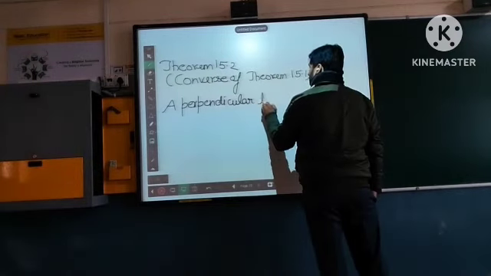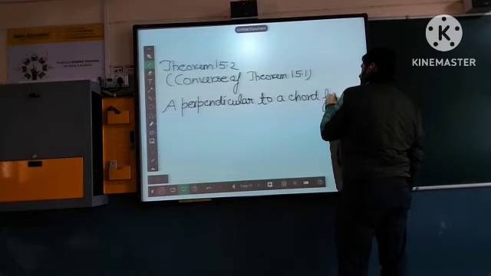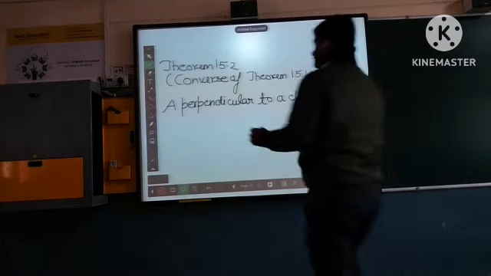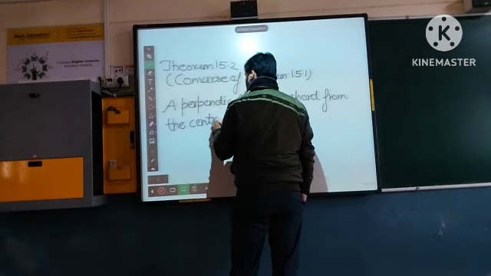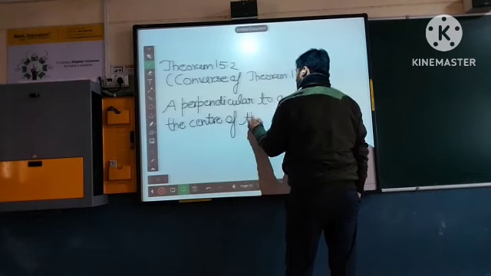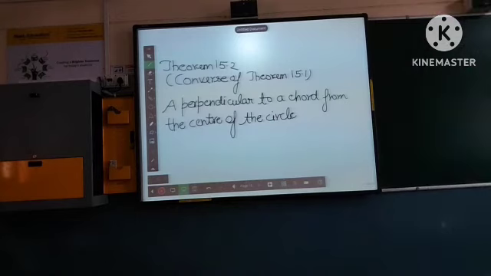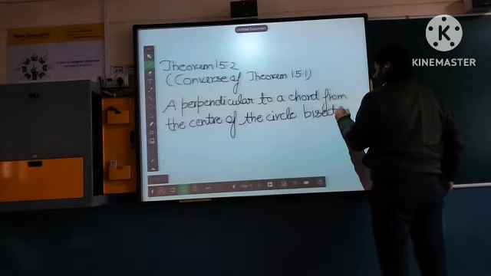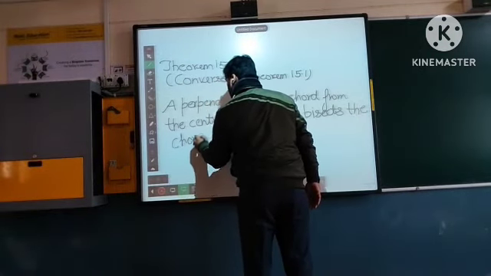The perpendicular to a chord from the center of the circle bisects the chord. Okay, bisects the chord.